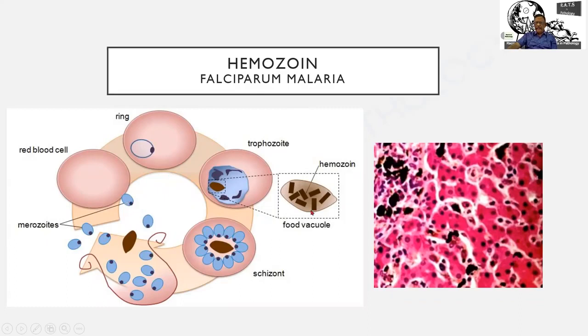What happens in this case? There will be a food vacuole in which there is an accumulation of the hemozoin pigment. And this is deposited in the tissues. This is again the liver, which is showing dark black pigmentation called the hemozoin pigment. This cannot be stained by Prussian blue.